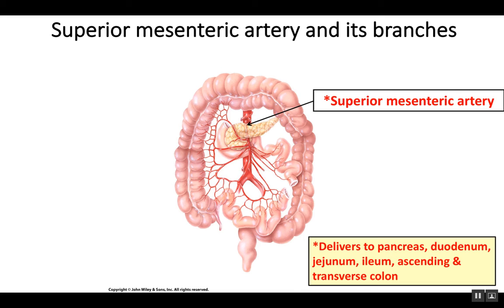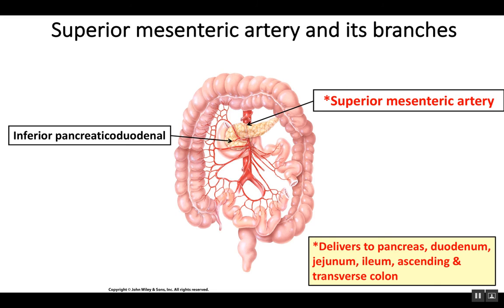The duodenum, which is the first part of your small intestine. The jejunum, which is the second or middle part of your small intestine. The ileum, which is the last part of your small intestine. But also the ascending colon gets blood flow from the superior mesenteric, and parts of the transverse colon. These are all branches from the superior mesenteric artery.